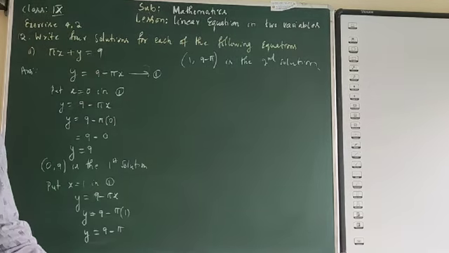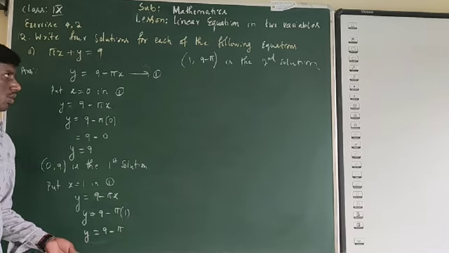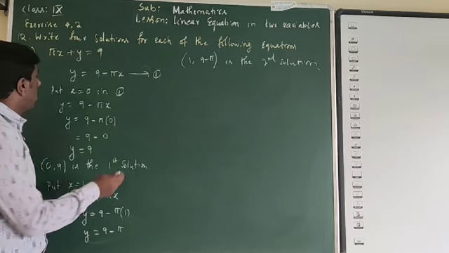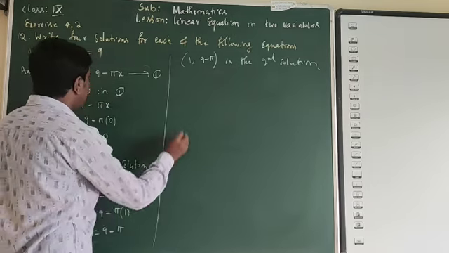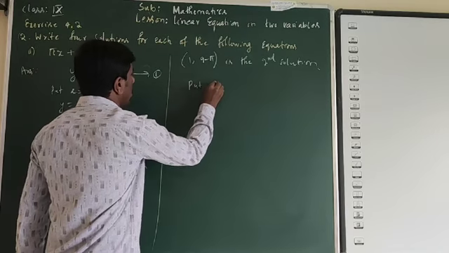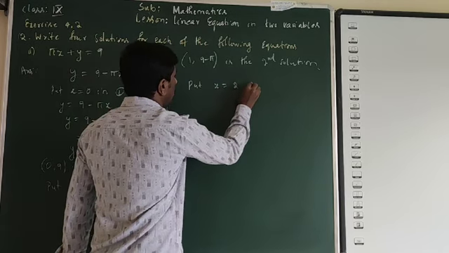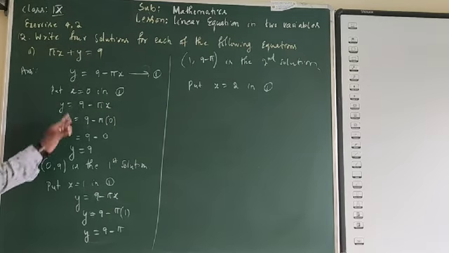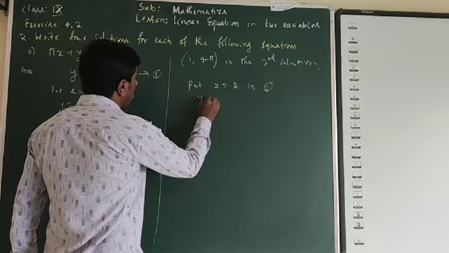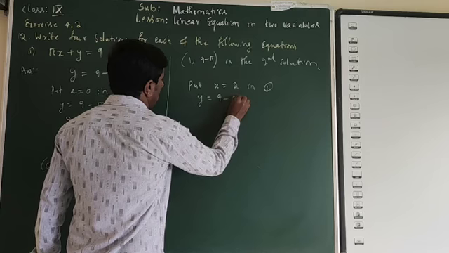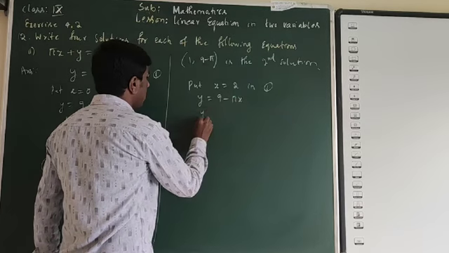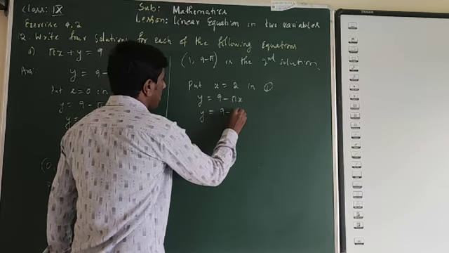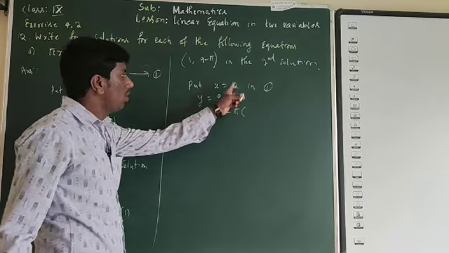Now you can find the third solution and fourth solution, right? Okay, I'll find one more solution. Put x is equal to 2 in equation 1 to find the third solution, right? What is the equation? y is equal to 9 minus 5x. Clear? So y is equal to 9 minus 5, x is equal to 2.